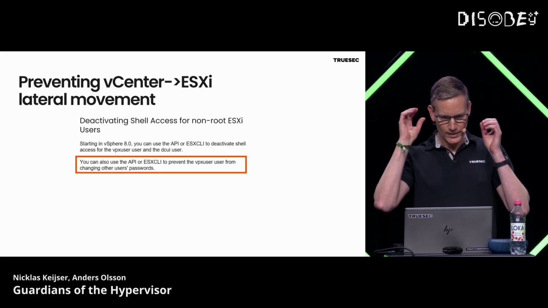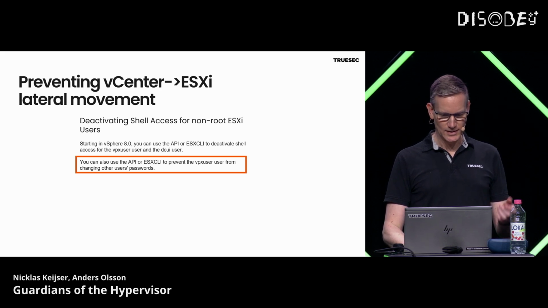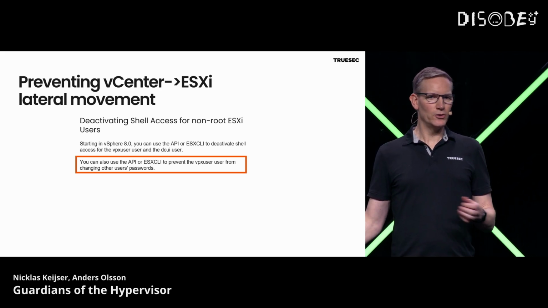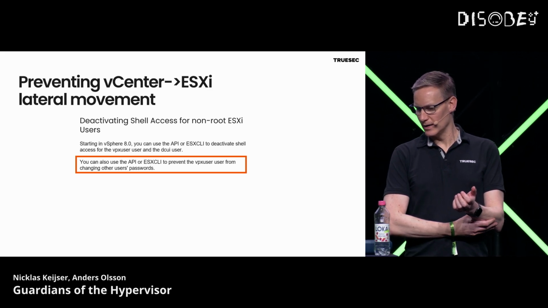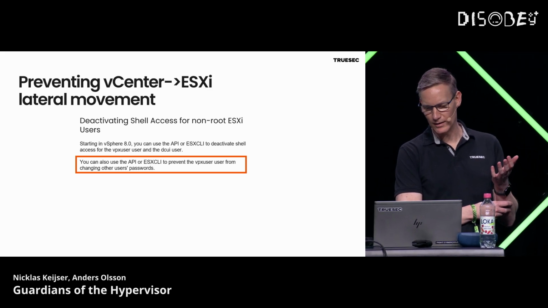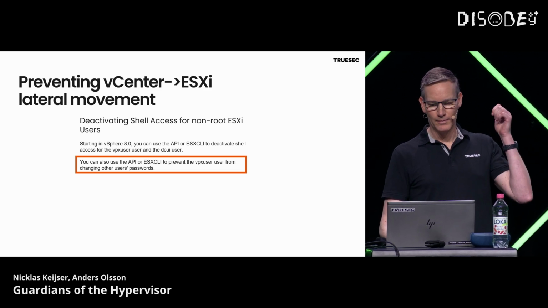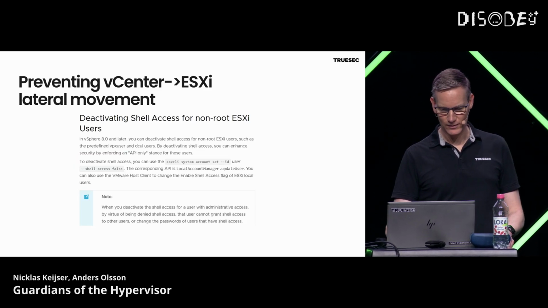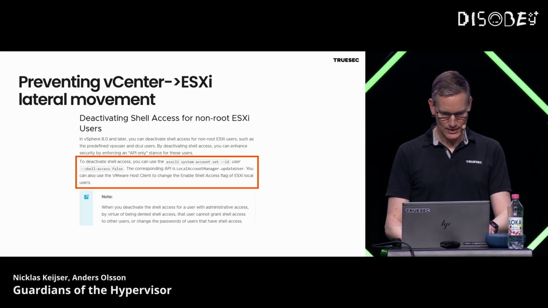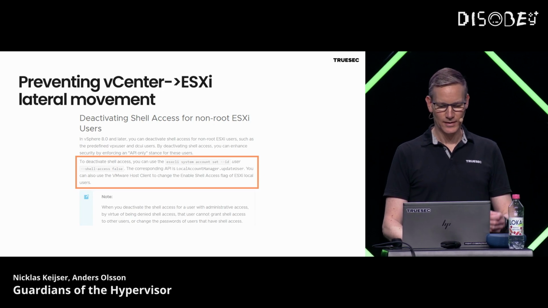So when they released 8.0, they had this cryptic message in the documentation that says you can prevent VPX user from changing other users' passwords, but no documentation on it. So I started asking questions. I got hold of a person called William Lamb at VMware, great guy. He helped me chase down engineering and made them actually document this feature. How do you use it? Well, you use ESXCLI system account set. You remove the shell access for the VPX user, then you're fine.